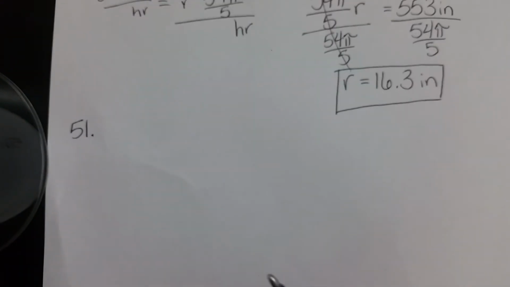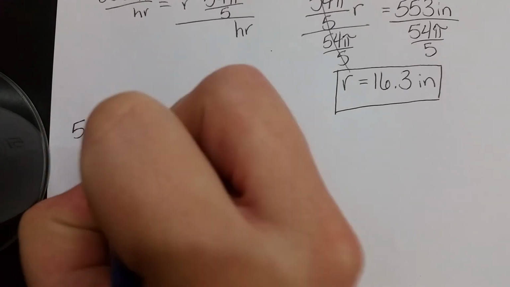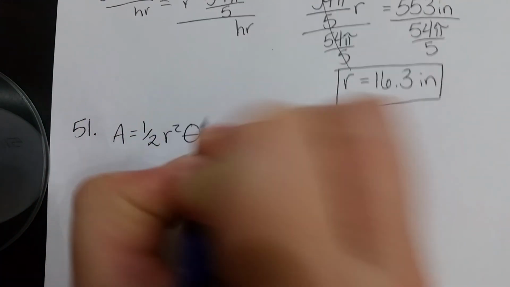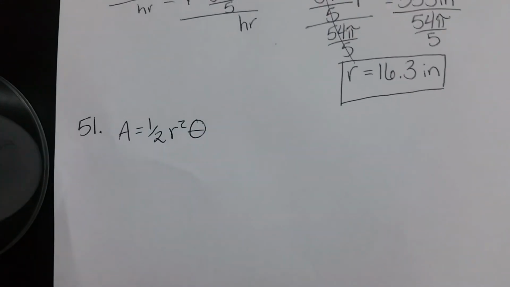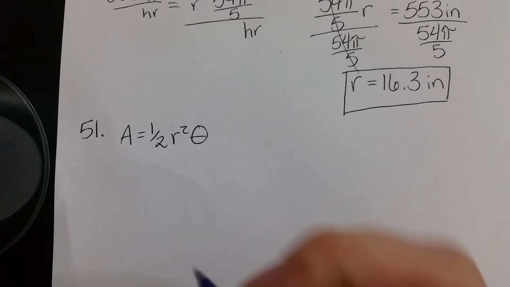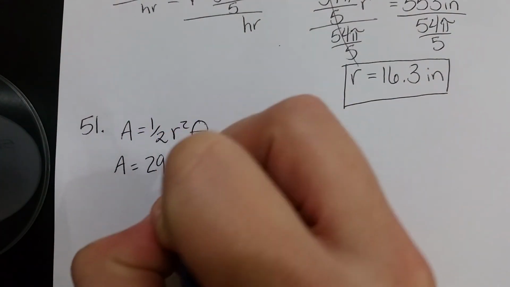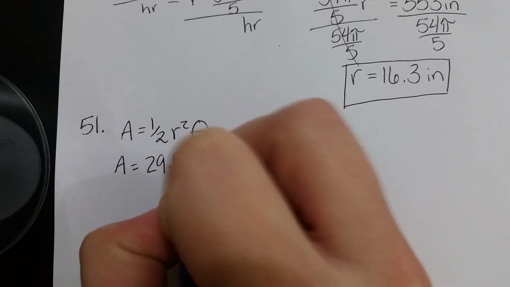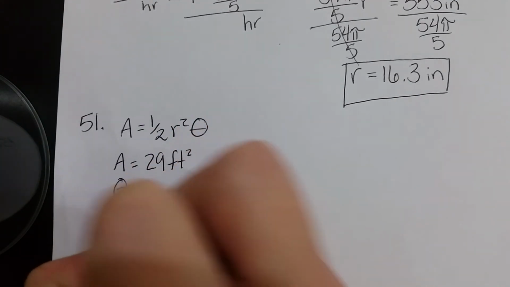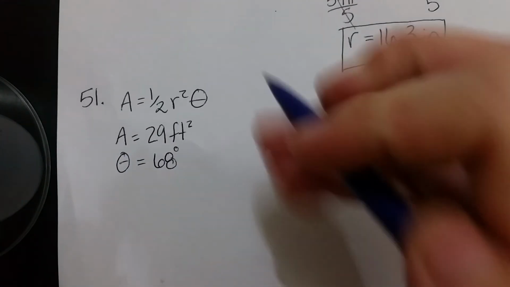Okay, so problem 51 is about the area of a sector. So I'm just going to write down the formula for area of a sector. And just remember that theta has to be in radians. So for problem 51, they tell you that A equals 29 square feet. And then they tell you theta equals 68 degrees. So they want you to find R.